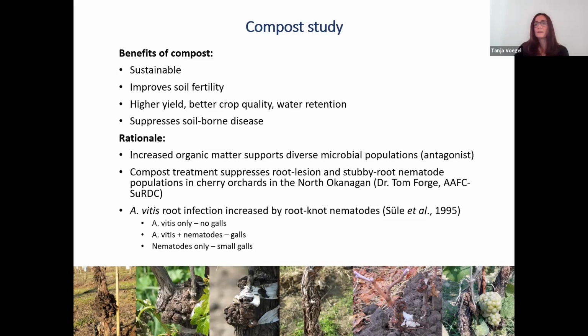which was shown in the study here, where they inoculated soil with A. vitis only, and then planted vines, and no galls developed. But then they used A. vitis and nematodes in the soil, planted vines, and they found that many galls developed in those vines. And when they used nematodes only in the soil and planted vines, only small galls formed. So this again supports that nematodes do actually help A. vitis to enter roots of grapevines.